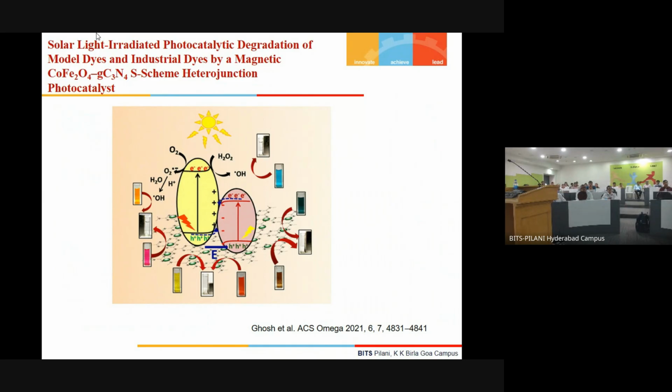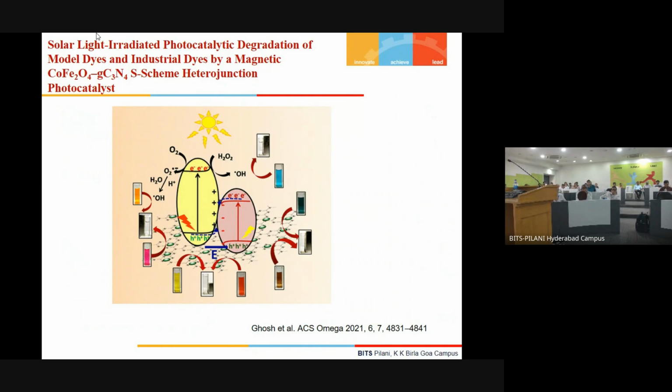Here the material we have used is cobalt ferrite graphitic carbon nitride. Cobalt ferrite is a semiconducting material. Graphitic carbon nitride is also a semiconducting material. So we did some band gap engineering. Not only that, you must see that cobalt ferrite is a magnetic material. So after doing the photocatalytic reaction, you can see that the colored solution has become colorless, and if you put a magnet there, the catalyst can easily get gathered here.